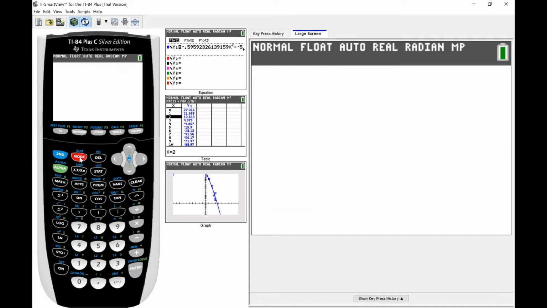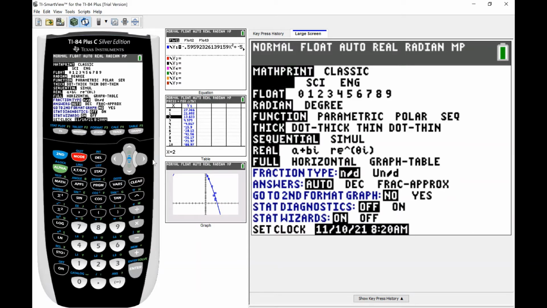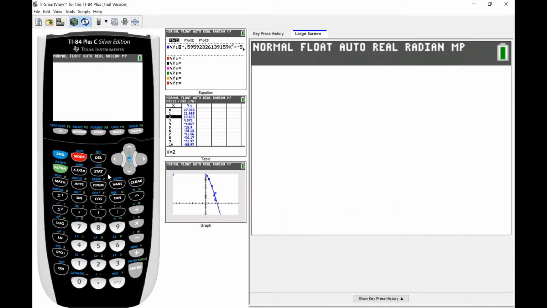Or you can click on mode, and then scroll down all the way until you see stat diagnostics right here. Stat diagnostics are off. I want to highlight on and press enter. So right there, stat diagnostics, I want to turn them on. So now second quit. That is going to give me my coefficient of determination. Now when I do my linear regression and my quadratic regression, it's going to show me how well that equation fits the data set.